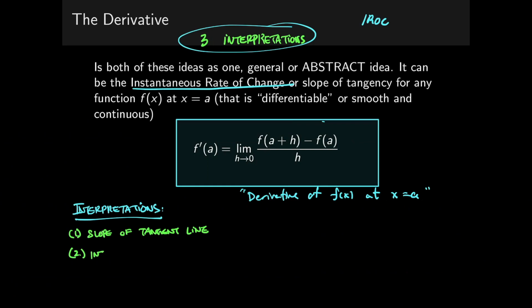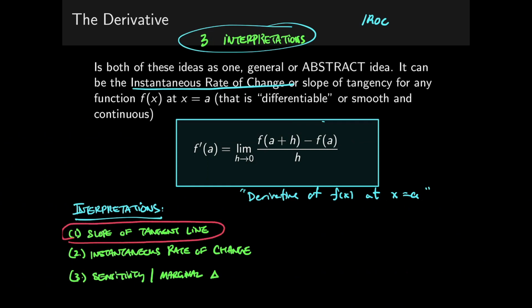It's also the instantaneous rate of change, which can be velocity, but it doesn't have to just be motion. And we can also call it like the sensitivity or the marginal change. I'll use delta here for the symbol for change. And we'll go through an example of what that really means. But it can really be broken into kind of 2 groups.